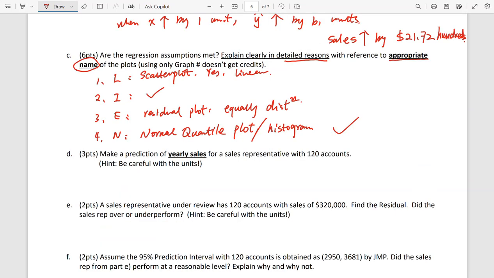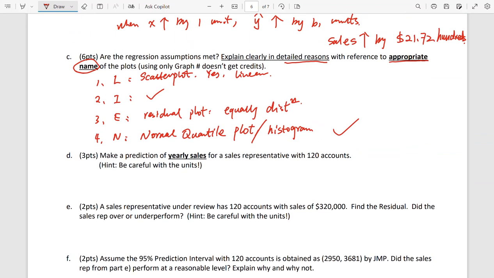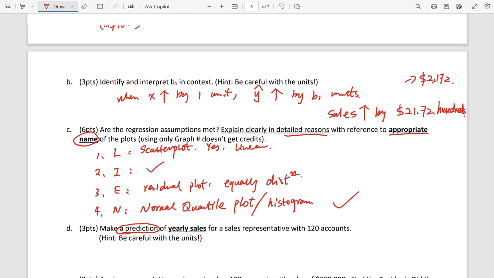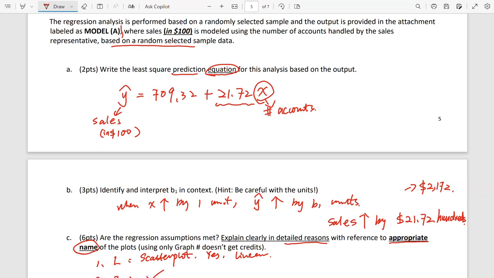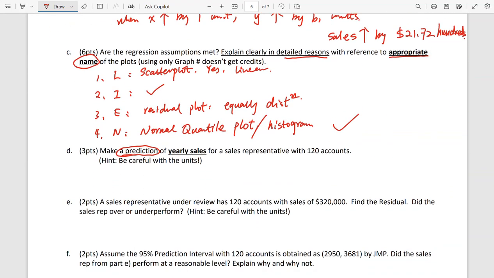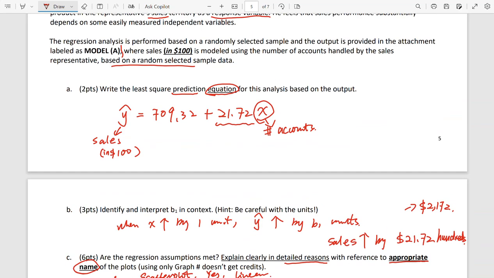And then, yes. Okay, so now the assumptions are good, so I want you to make the prediction for the yearly sales. Whenever you want to make a prediction, of course, you want to plug the values into your prediction equation, right? So that means you want to know the value of x so that you can plug it in. So for a sales representative with 120 accounts, that means you have 120 accounts, so just plug into this equation, right?